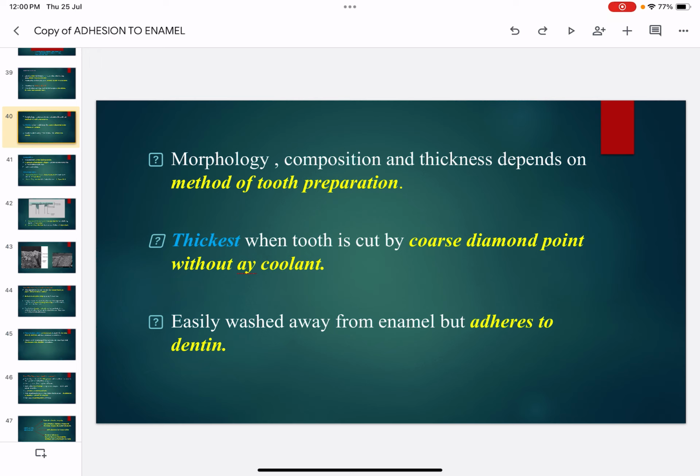Now, the morphology, the composition, and the thickness of a smear layer basically depends upon the method of tooth preparation. That is, with what material you are preparing the tooth, whether it be a tungsten carbide burr or a diamond point, or whether it be a hand instrument. So, the smear layer will be thickest when the tooth is prepared by a coarse diamond point without using any coolant. Such a smear layer would be easily washed away from enamel, but it has a tendency to get adhered to the dentin.